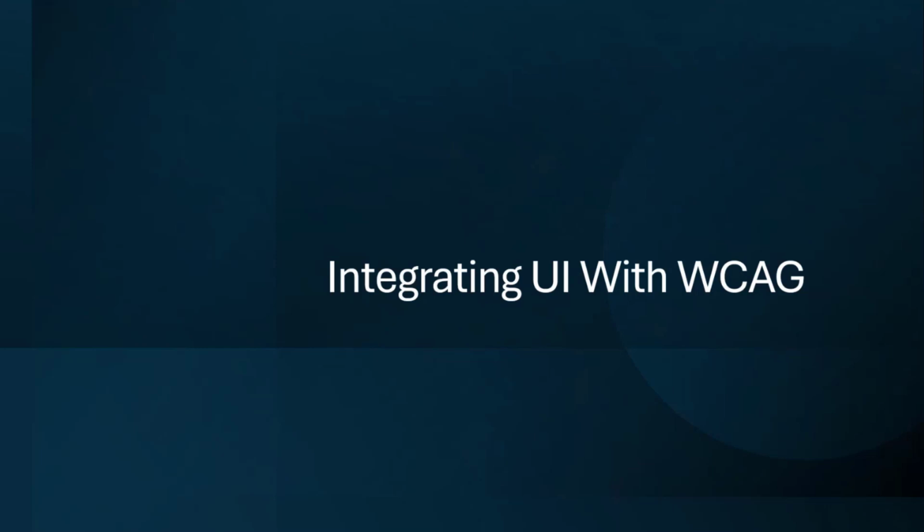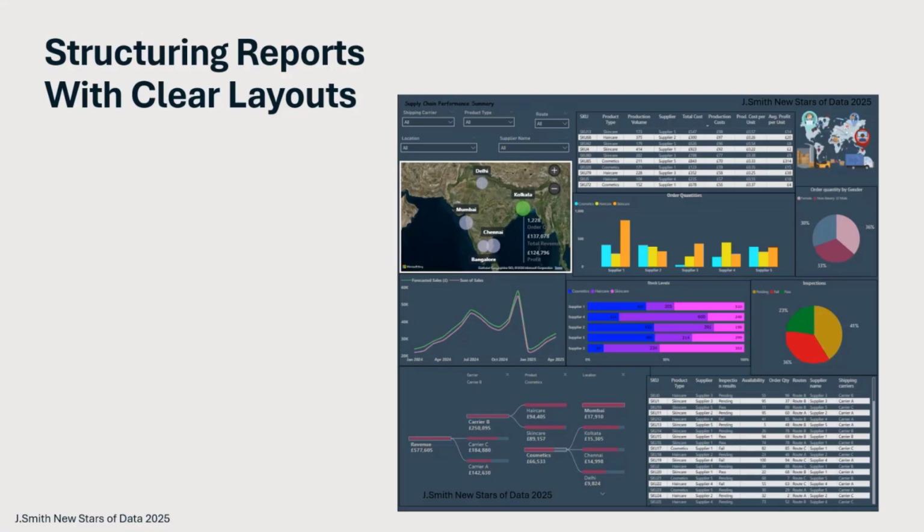So now we're going to look into how we can combine UI and WCAG to create accessible and impactful reports. So let's use this example, the same that I showed at the beginning of the session, and let's transform it into a more accessible and impactful report. So starting by structuring the report with a clear layout.